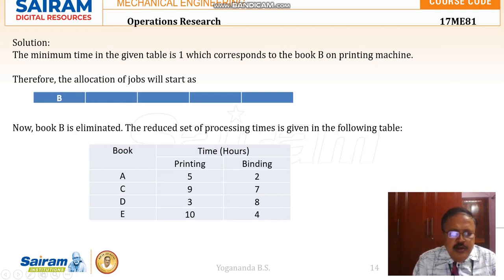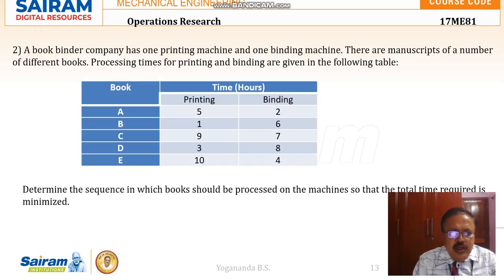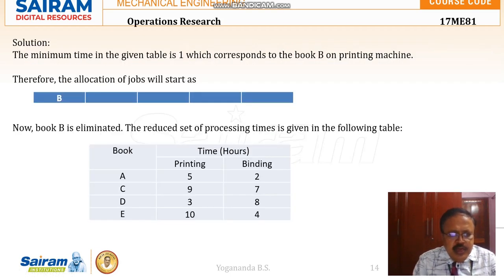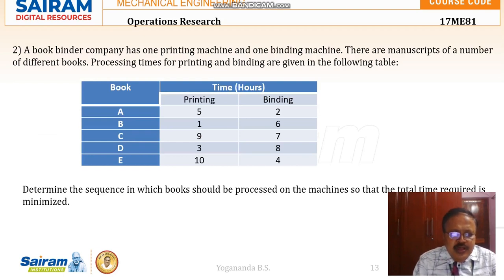So we want to start the project with the book having its processing time minimal. So search for the minimum processing time out of these times given. This is 1. 1 is the minimum time here. If it is in hours, you take it as 1 hour; if it is minutes, take it as 1 minute. So here the minimum time given in the table is 1, and that is on the first machine for book B.